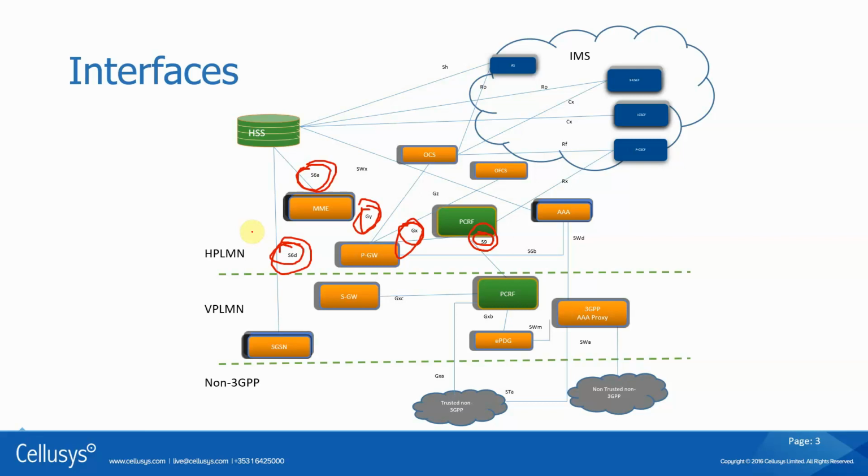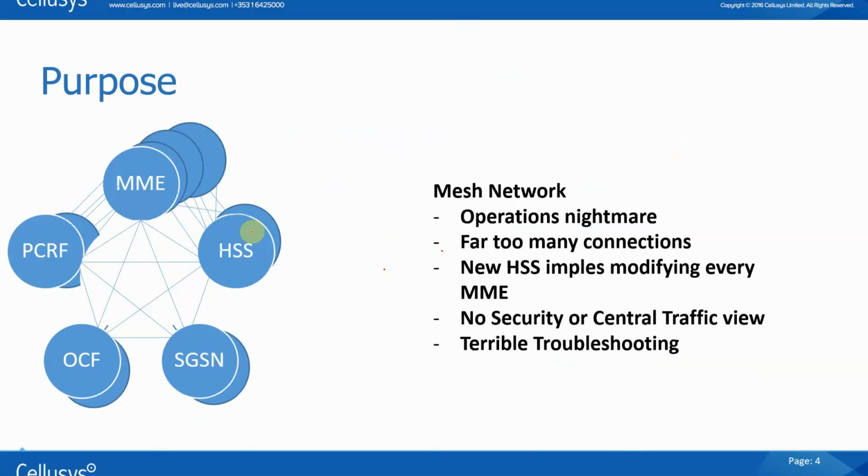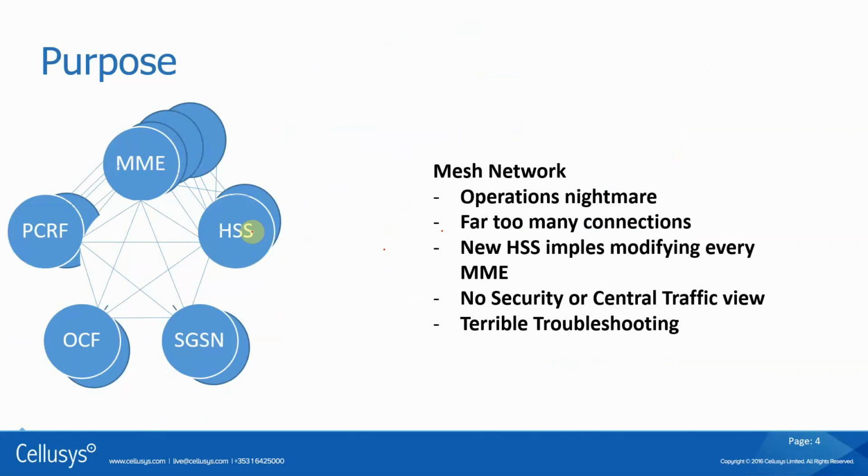There's a lot of connections, and we've even simplified this diagram because really in your network, you're going to have a whole lot of MMEs. So this is why you want to start looking at having a diameter signaling controller in to simplify all these connections. Okay, so let's take a look at the purpose of the DSC.